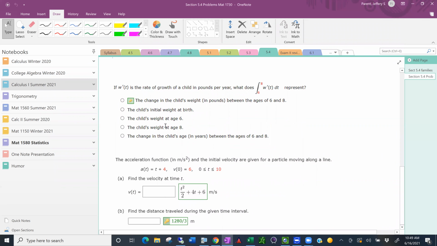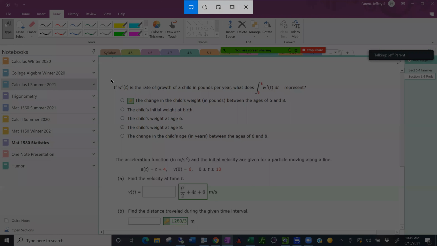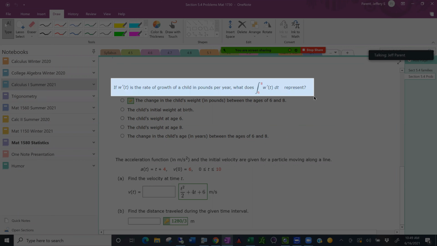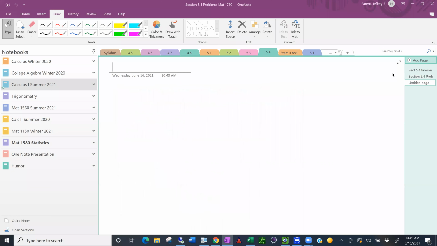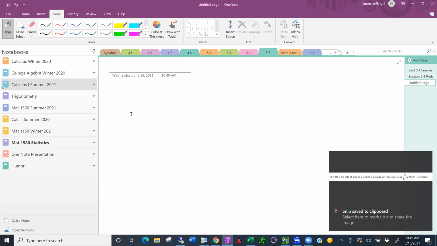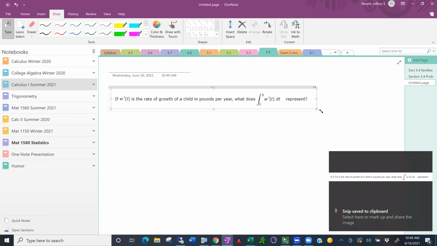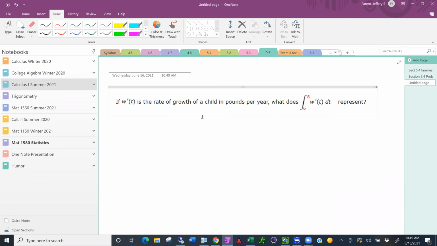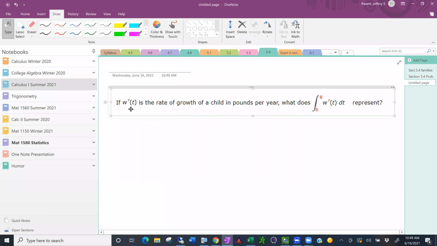This one's kind of a good one. I like it because it reminds you of the nature of what the integrand is giving you. So let me just paste it over here. It says W prime of t is the rate of growth of a child in pounds per year. What does the integral from 6 to 8 of W prime of t dt represent?